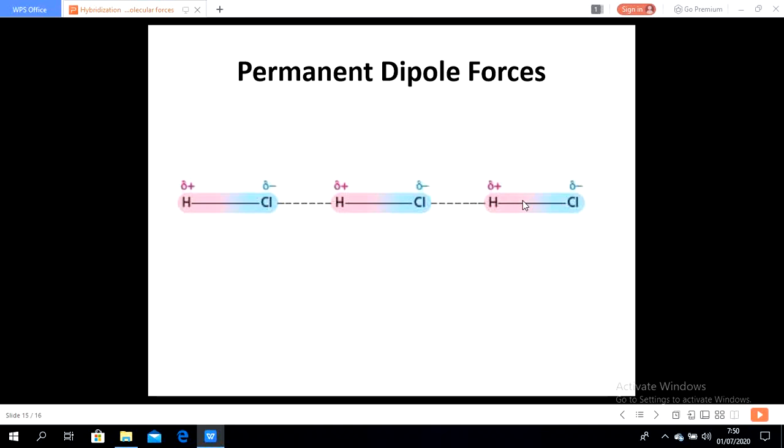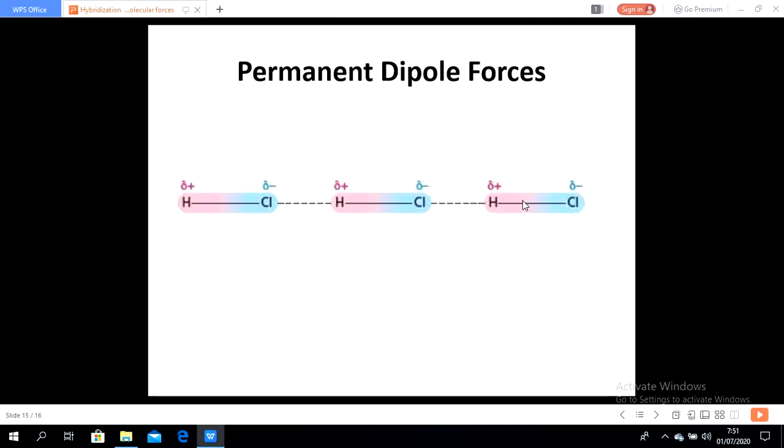For instantaneous dipole forces, the examples are iodine, and also chlorine gas, chlorine with chlorine, fluorine with fluorine. They do not have an electronegativity difference. So they are instantaneous dipole. They have low melting and boiling points.